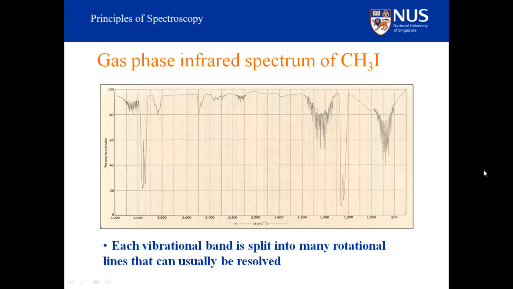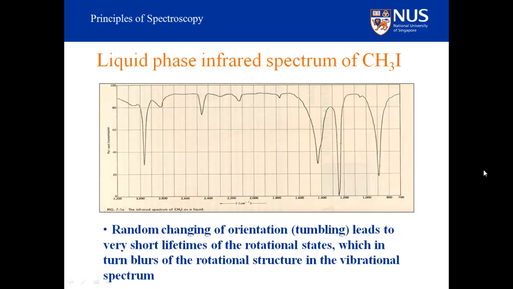If we look at the spectrum of methyl iodide in the gas phase, we can see that the bands are often resolved into the rotational fine structure. However, if we look at the spectrum of methyl iodide in the liquid phase, we can no longer resolve the rotational structure. This is because collisions lead to essentially random changes in orientation, known as tumbling, and this leads to very short lifetimes of the rotational states, which in turn blurs the rotational structure in the vibrational spectrum.